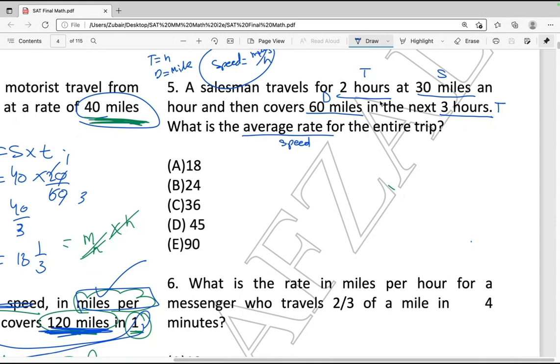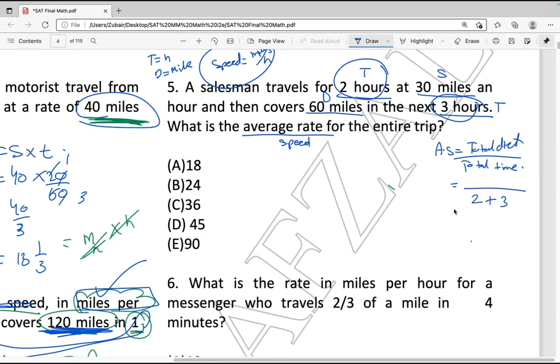A salesman travels for 2 hours. Now we know that we are looking for average speed. And what's running in my mind is that average speed is total distance over total time. When I read the question, I can see that time is given in two different sections, 2 hours and 3 hours. So I can clearly see that the total time is 5 hours, 2 plus 3. Now I need to know the total distance in order to calculate the speed.